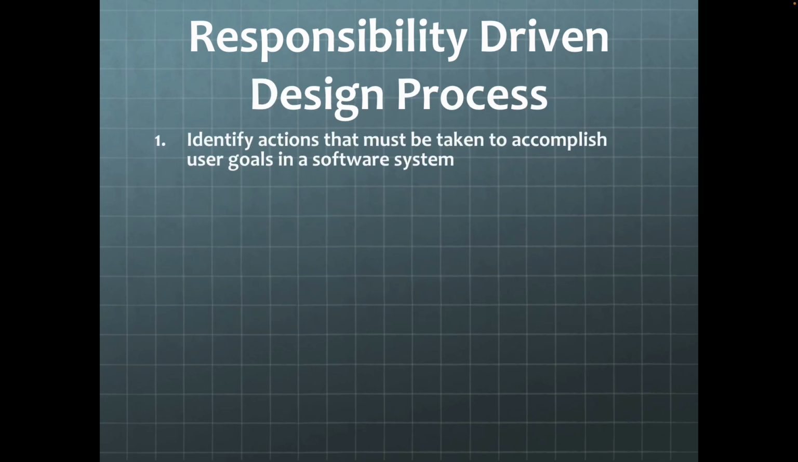So the process behind responsibility-driven design was very simple. First, if you're thinking about a problem and you have a user goal in mind, think about the actions that the user must take to accomplish that goal. So for example, let's just say I want to add a bunch of products to a shopping cart. So the goal is to find the items that I need and add them to a shopping cart.